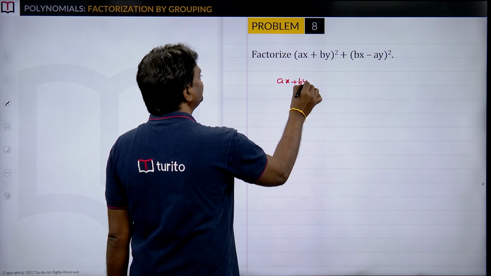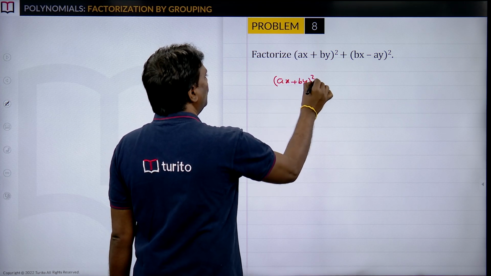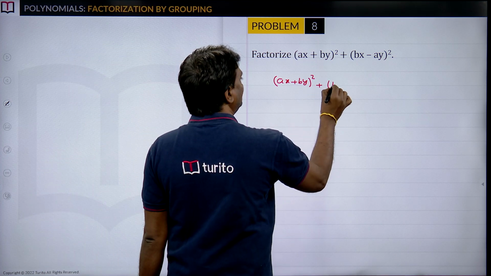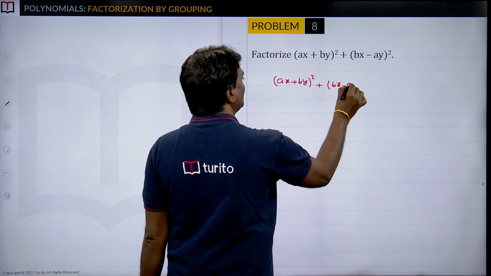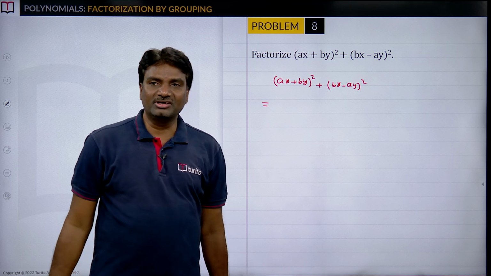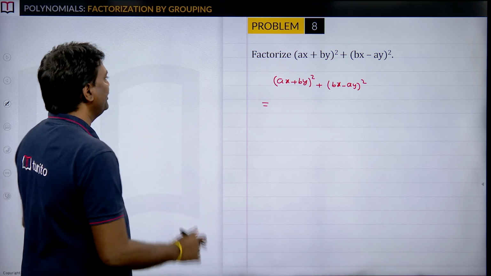Ax plus by whole square plus bx minus ay whole square. So, where the first term is in the form of a plus b whole square.